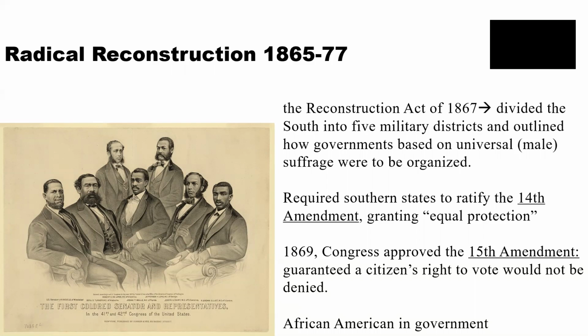So basically, these people passed the Reconstruction Act of 1867, which divided the South into 5 military districts and outlined how governments based on universal male suffrage were to be organized, and it required the Southern states to ratify the 14th Amendment, granting equal protection. And in 1869, Congress approved another amendment, the 15th Amendment, which guaranteed citizens the right to vote. So the Radical Reconstructionists are giving a lot of rights to African Americans and really pushed for this idea of racial equality. And at first, it was relatively successful.